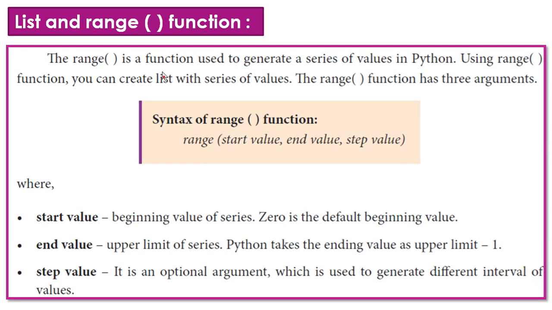The range function is used to generate a series of values in Python. Using the range function, you can create a list with a series of values. The range function has 3 arguments: first the start value, second the end value, third the step value. This is the syntax of the range function: range, start value, comma, end value, comma, step value. Here, start value is the beginning value of the series. 0 is the default beginning value.